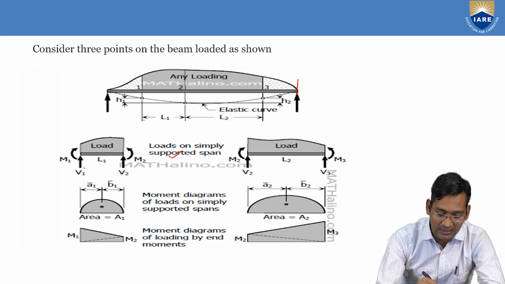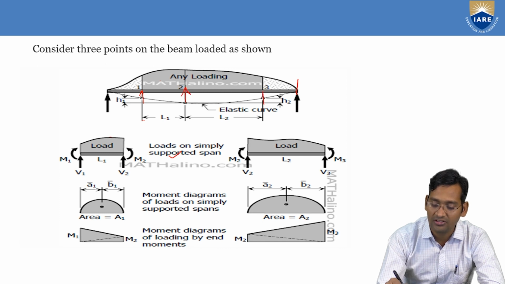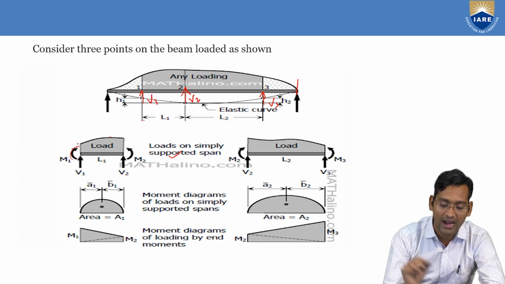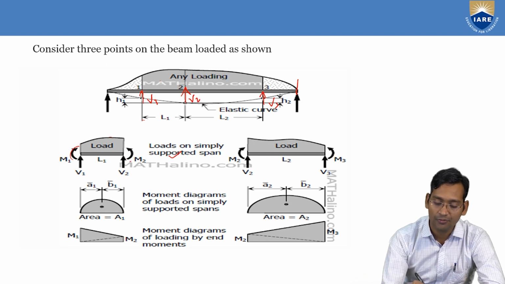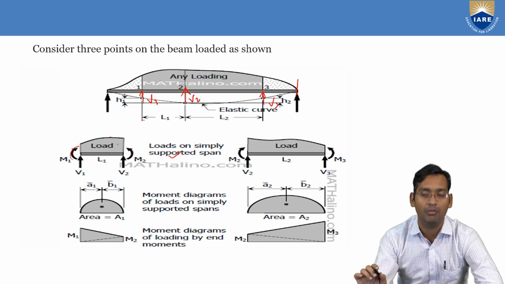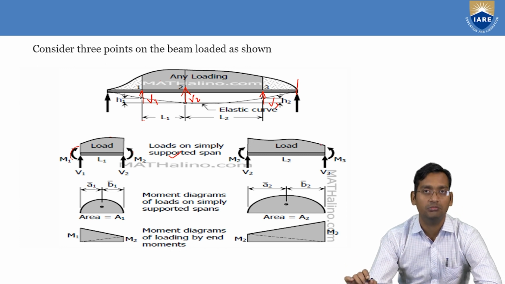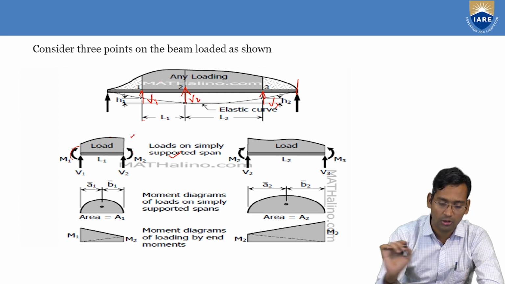So just see, here you can see the reaction acting vertically upward. So V1 and V2 at this point, and here is V3. And at point 1, moment M1 is acting clockwise, and at 2 it's acting anti-clockwise, M2. Similarly, on this side at 2 the moment M2 will act clockwise, and at 3 the moment M3 will act anti-clockwise, right? So this is the load distribution.